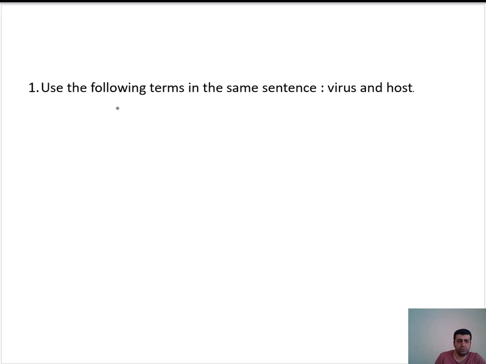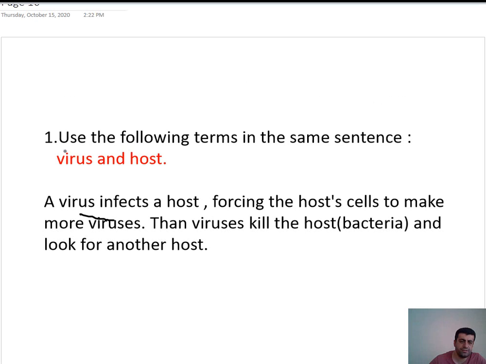Question 1. Use the following terms in the same sentence: virus and host. A virus forces the host cell to make more viruses. Then the viruses kill the host bacteria and look for another host.